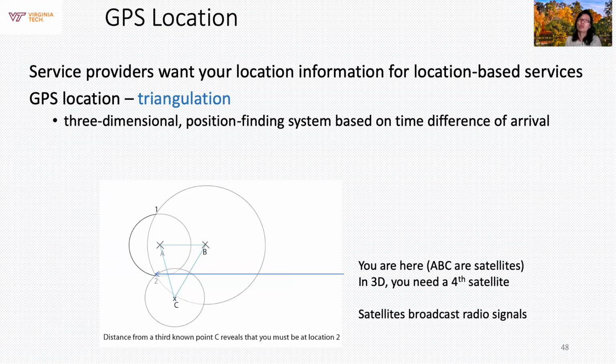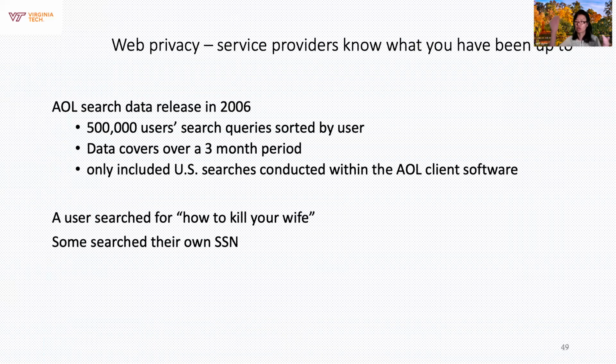Location, knowing where you are. There are news reports of people triangulating, just tracking location in cyber stalking, and then physical stalking as well. Triangulation is where satellites are used to locate someone. In 2D space, you need 3 satellites to find out where you are. If you consider flying, the altitude, then you need another satellite, the 4th satellite.